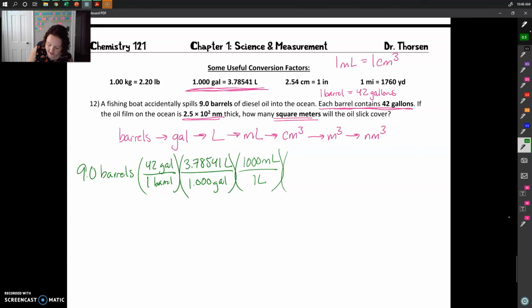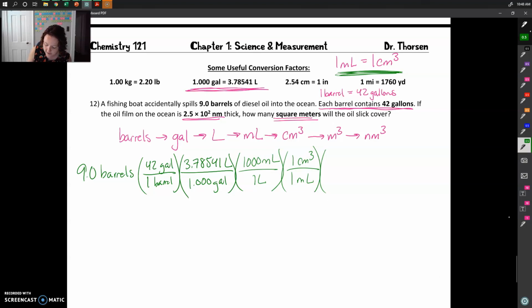Okay, now we can get into the cubic centimeters unit by doing 1 cubic centimeter over 1 milliliter. Again, using this conversion factor up top here that you should know off the top of your head. And then we've got these last 2 steps. Now, one of the things that has happened at this point is we have now changed to a unit that has a cubed value on it.